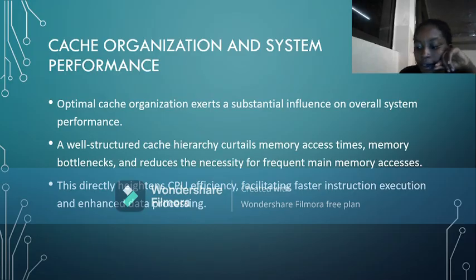Cache organization and system performance. Optimal cache organization exerts a substantial influence on overall system performance. A well-structured cache hierarchy cuts memory access times, eases memory bottlenecks, and reduces the necessity for frequent memory access. This directly heightens CPU efficiency, facilitating faster instruction execution and enhanced data processing.